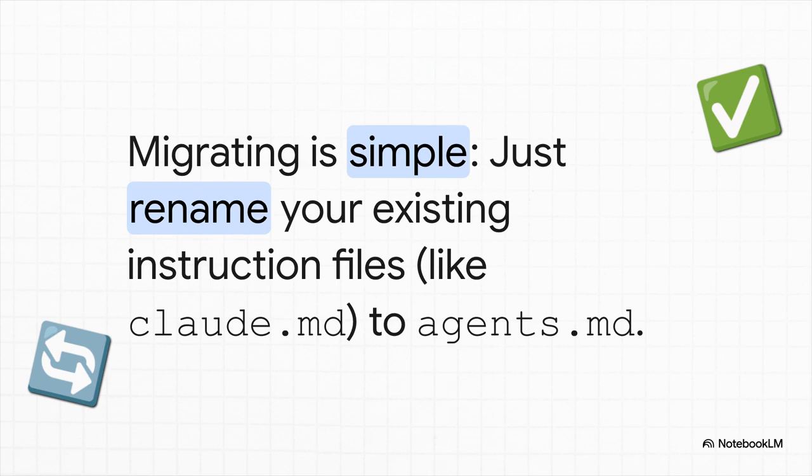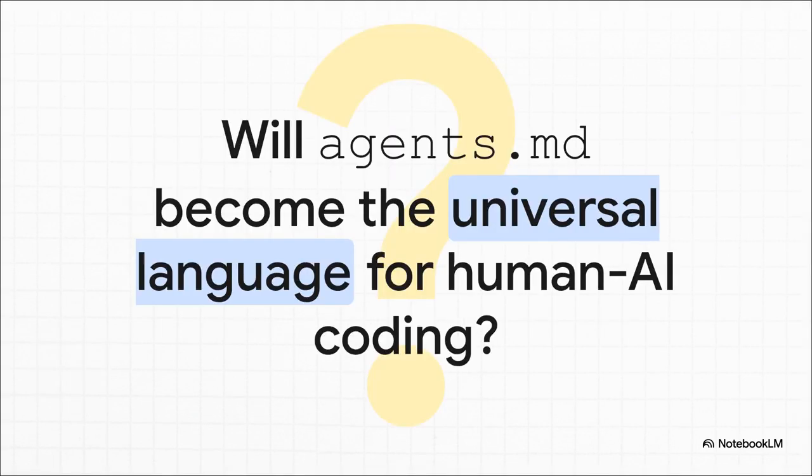If you're already using one of those proprietary files like a cursor.rules or a claude.md, the migration path is literally as simple as renaming the file to Agents.md. The folks behind this have made the transition pretty much frictionless. So we're left with this huge question. Is this the moment things finally standardize? Is Agents.md going to become the robots.txt for AI code generation? That single universal language that finally lets us collaborate seamlessly with any AI agent we choose? Only time will tell, but it feels like a massive step in the right direction.